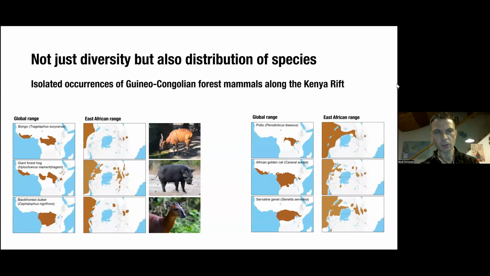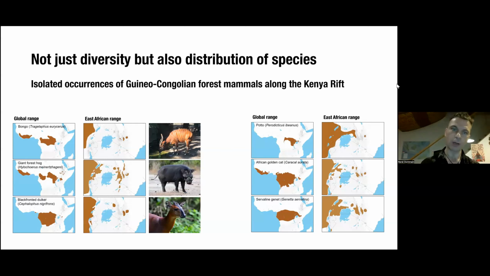The rift is not just relevant for diversity, but it's also intriguing if you look at the distribution of certain species. I just show here a couple of mammals. These are forest mammals, which occur mostly, as you see in the larger maps of the African continent, in the Congo Basin or in Western Africa. And they have these isolated occurrences along the East African Rift.